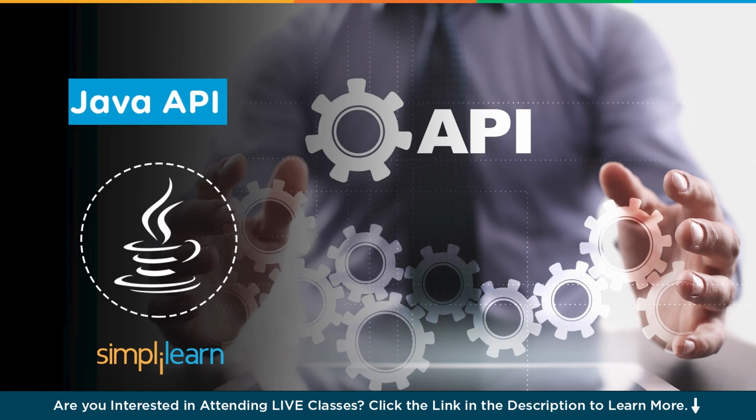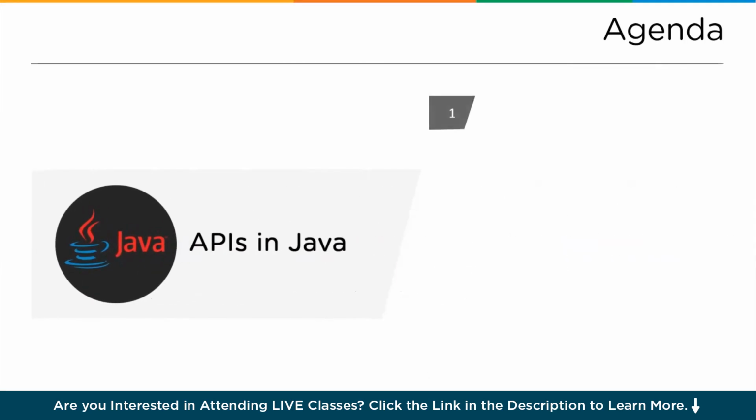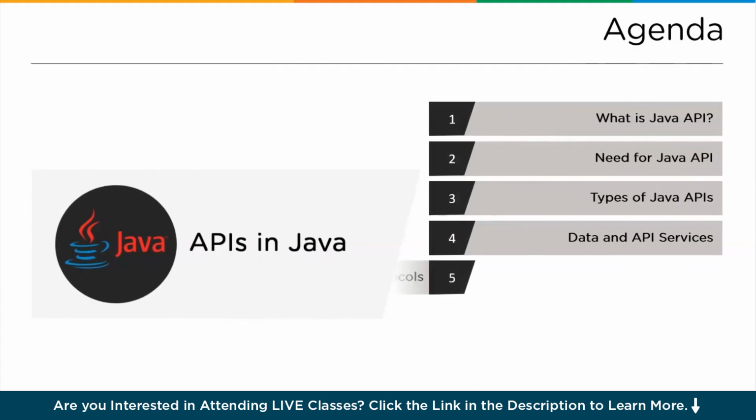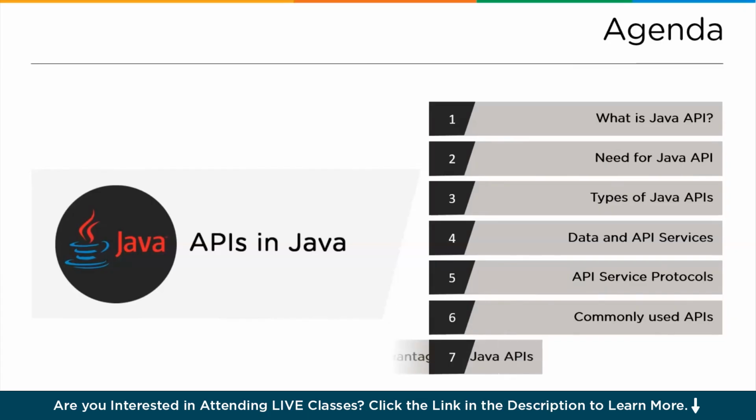So without further ado, let's begin with the agenda for today's discussion. At first, we will understand what exactly is a Java API and where it originated from. Followed by that, we will understand the need for Java's API, who exactly uses it and for what purpose. Next, we have the types of Java APIs. Followed by that, we'll understand the data and API services provided.